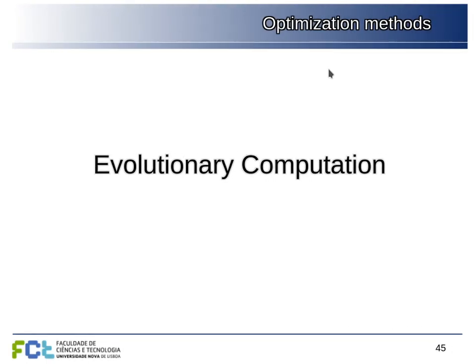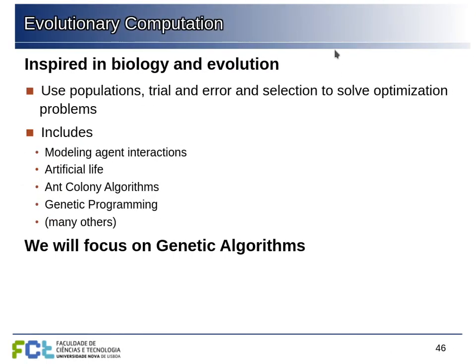Another approach is to use randomness, but inspired in biology. We're going to look at the populations, evaluate these populations, and then select the best candidates for the next generation. So basically, we're going to solve optimization problems by using the same kind of mechanisms that biology uses in evolution. There are many different types of evolutionary computation algorithms.